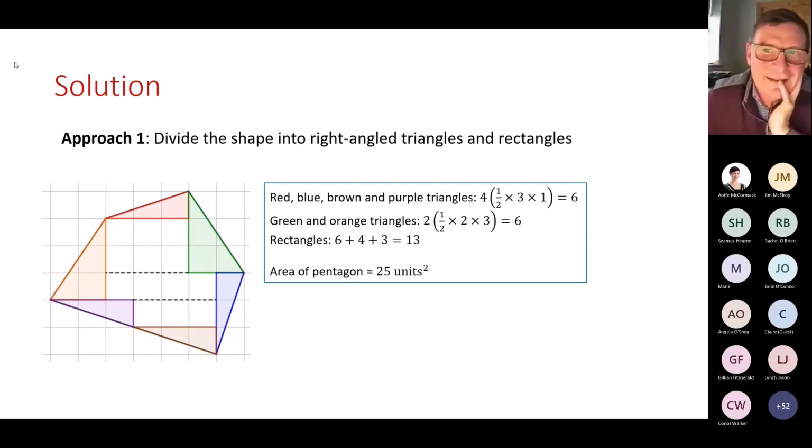We have 4 triangles that have a base of 3 and a height of 1. So that'll give you a total area of 6 for those. We have 2 triangles then that have a base of 2 and a height of 3, giving us an area of 6. And the rectangles, then, one has the area 6, another has the area 4, and the smaller one has an area of 3, giving us a total of 13. And then summing all those together gives us the area of the pentagon, which is 25 units squared.